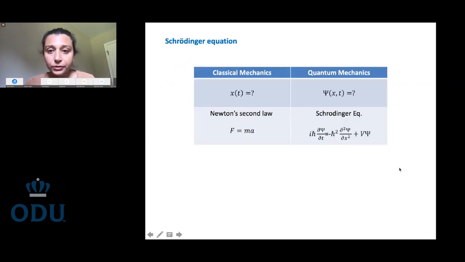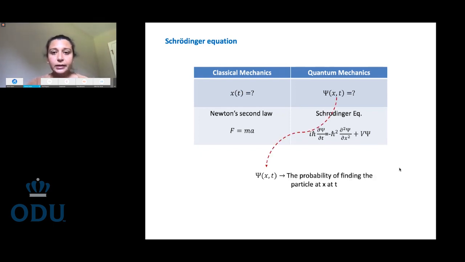Okay. In quantum mechanics, the central thing is to find the wave function instead of the position of the particle. And how do we do that? By applying the Schrödinger equation, just like Newton's second law. If we know the initial wave function, we apply the Schrödinger equation and get the wave function, just like we apply Newton's second law and get the position. But there is something different, which is the probability.